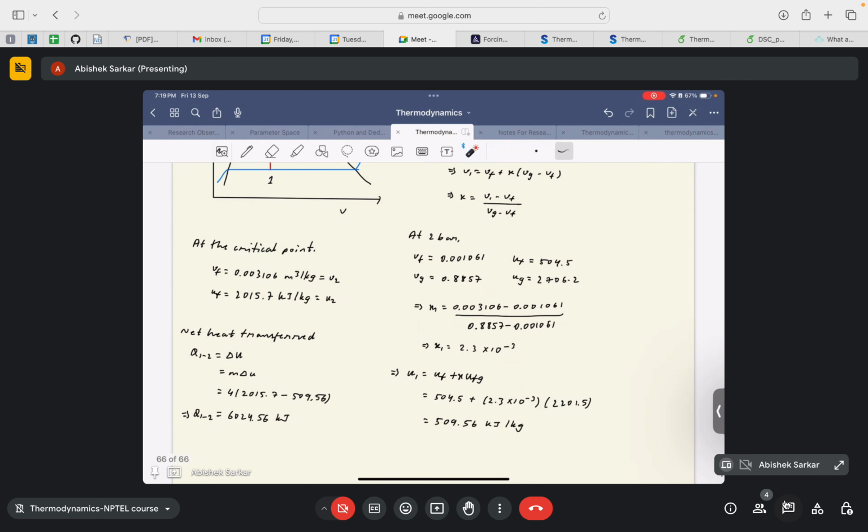Because you already know the value of Uf and Ufg, you will get that U1 is equal to 504.5 plus 2.3 into 10 to the minus 3 into 2201.5, to get that U1 is equal to 509.56 kilojoule per kg. Okay. Is that clear?